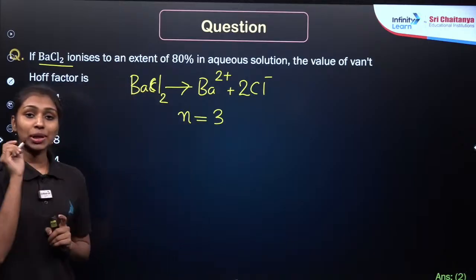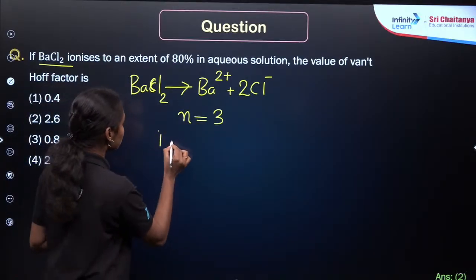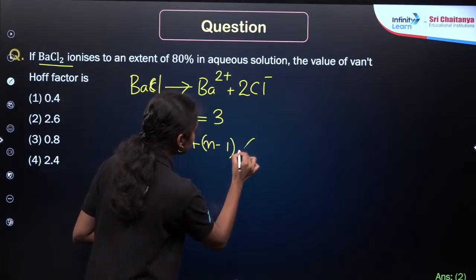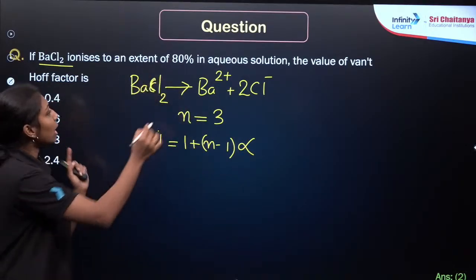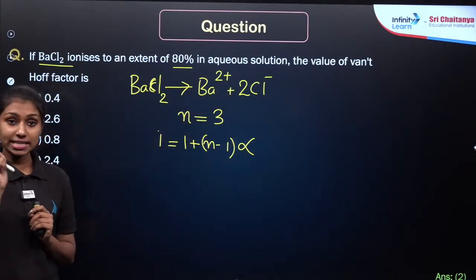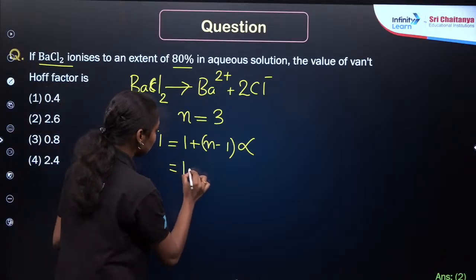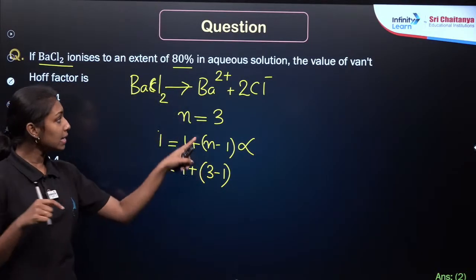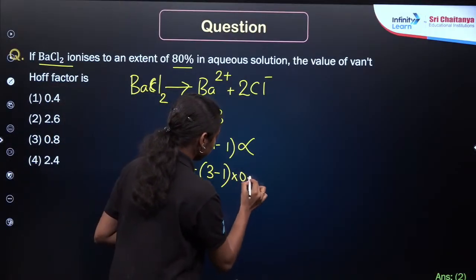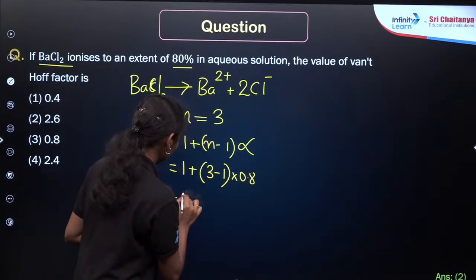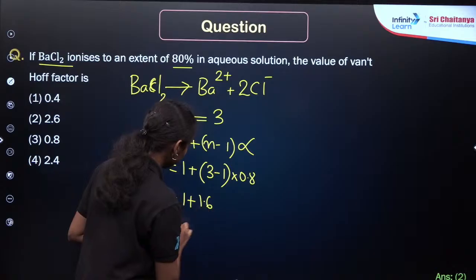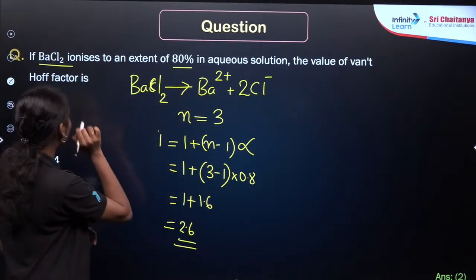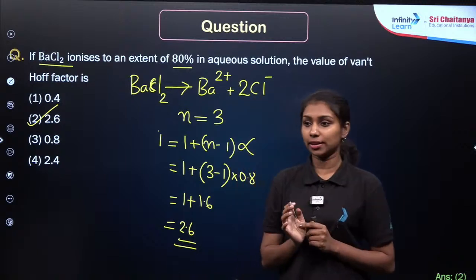So there is a formula to calculate the Van Hoff factor. i is equal to 1 plus (n minus 1) into alpha, where alpha is the degree of dissociation and it is given as 80%, right? So 1 plus (3 minus 1) into 80%, I will be converting as 0.8 here. So 1 plus 1.6, that is equal to 2.6. So option 2 will be the correct answer. I hope you understand. Clear?